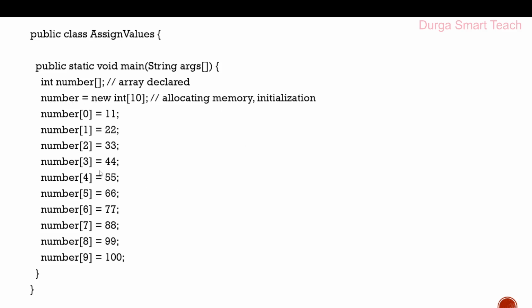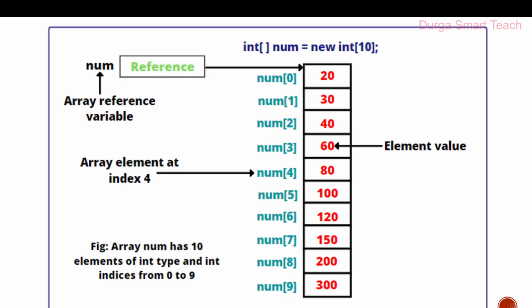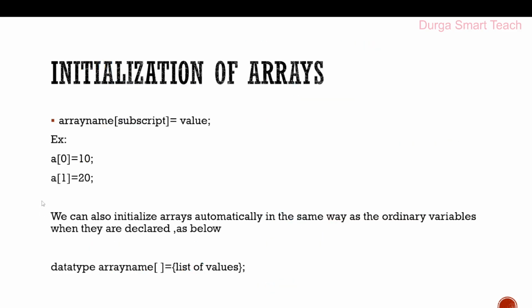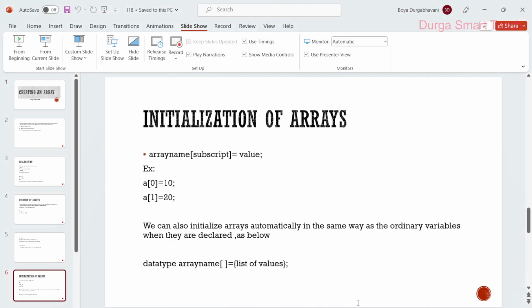Next we need to initialize the array. Num of 0 is equal to 11. So in the 0th index the value is 11. Like this you can store the number of values. In this way we can declare, create and initialize arrays. You can do all these in only one step also, like this. No need to declare separately, no need to allocate memory. You can directly use this step: data type, array name, subscript, is equal to list of values. Based on our requirement we can use it.